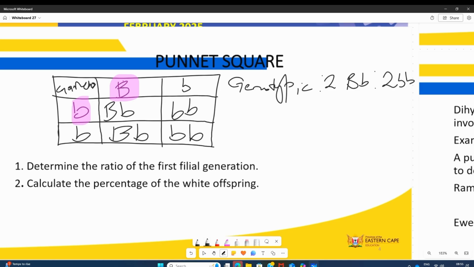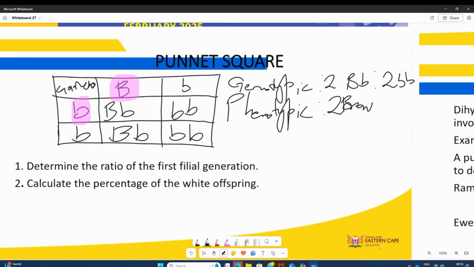Then coming to the phenotypic ratio. Phenotypic ratio equals, in terms of the phenotype, we're talking about the physical appearance of an organism. How many are brown? How many are white? 2 are brown, capital letter. The ones that are heterozygous are brown, equals to 2 that are white. This is the phenotypic ratio for the possible offspring, that is the first filial generation.